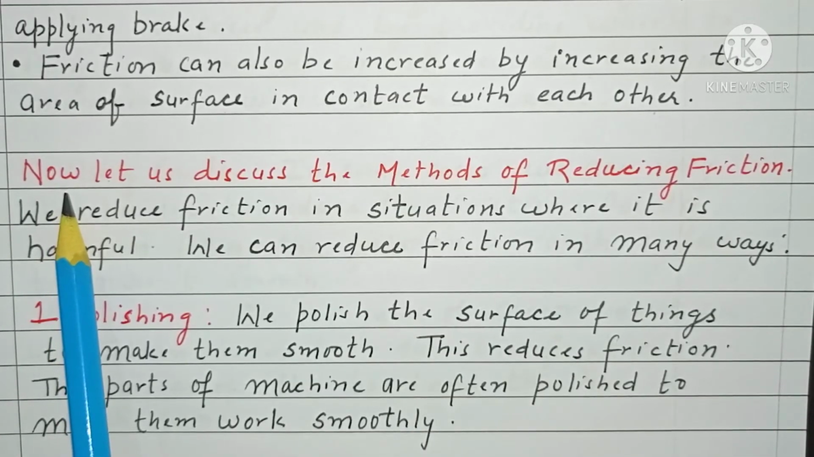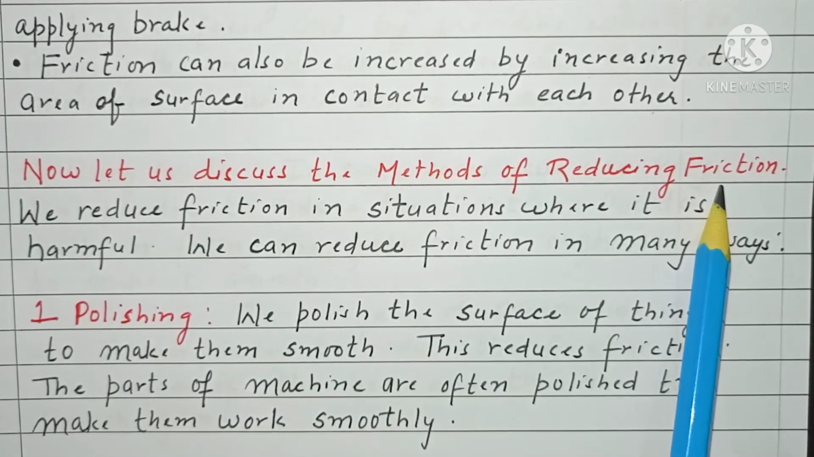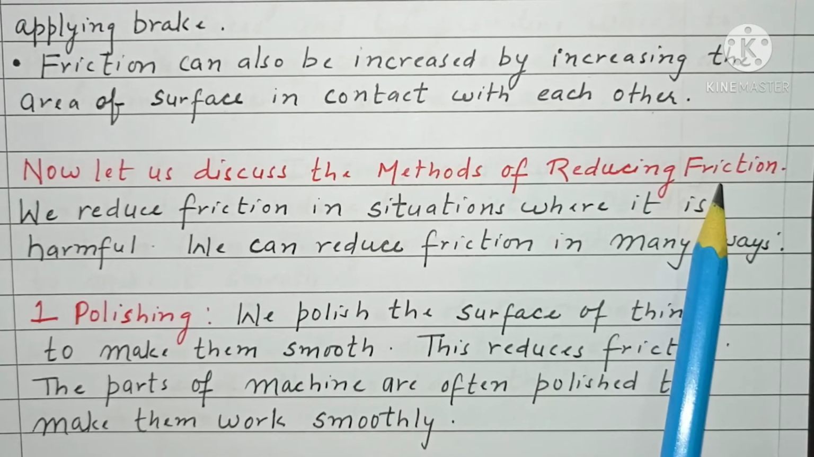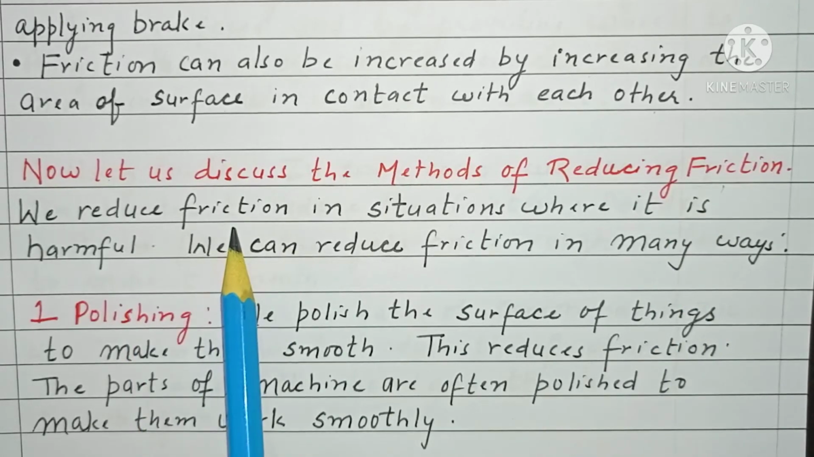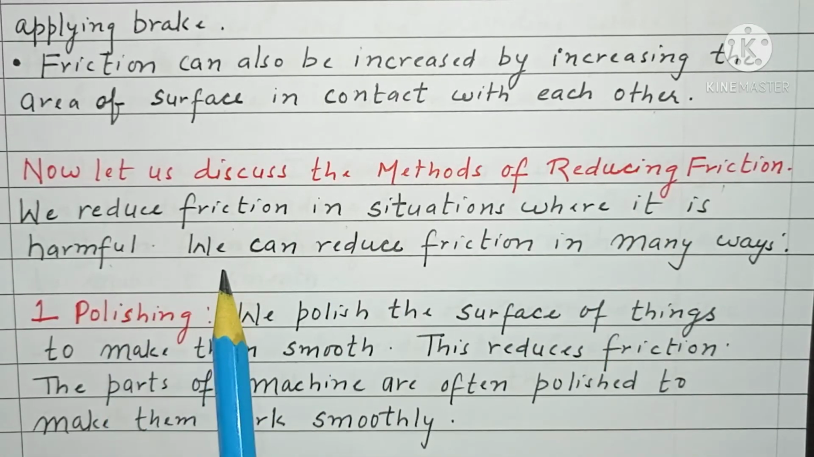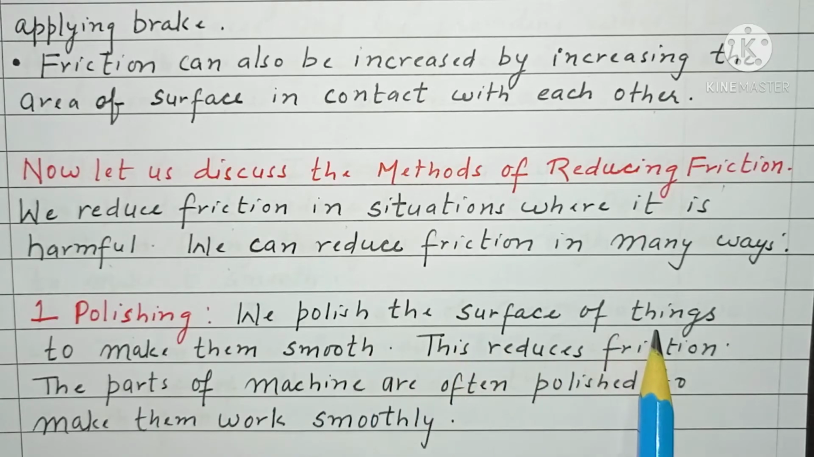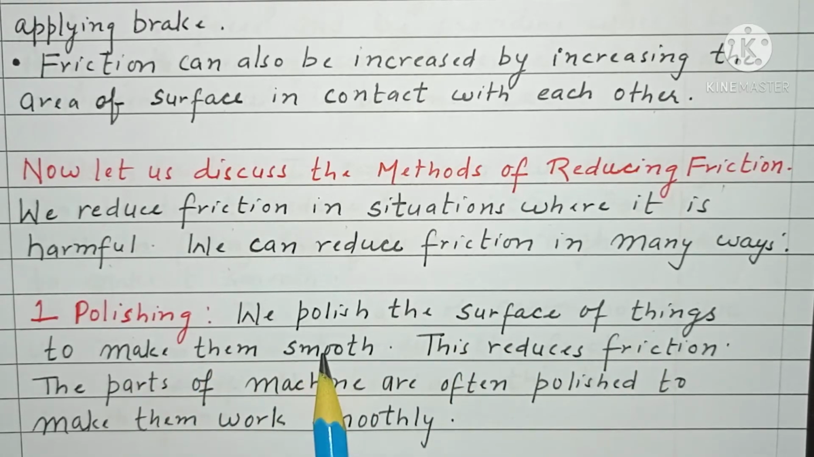Now, coming on to the methods of reducing friction, that is, in order to decrease the friction. We reduce friction in situations where it is harmful. How can we reduce friction? The first way is by polishing. We polish the surface of things to make them smooth. This reduces friction. The parts of machines are often polished to make them work smoothly.